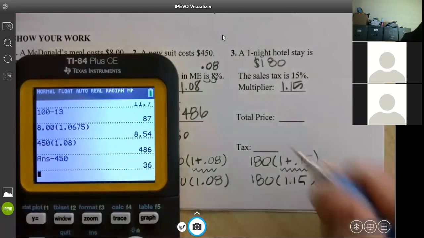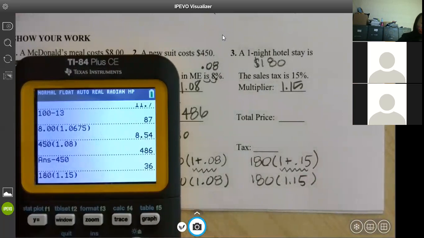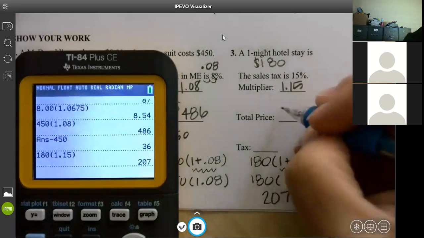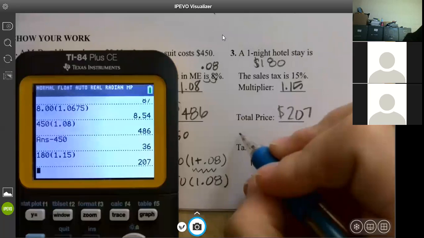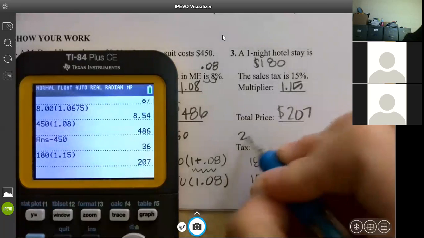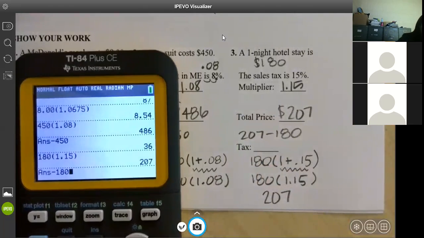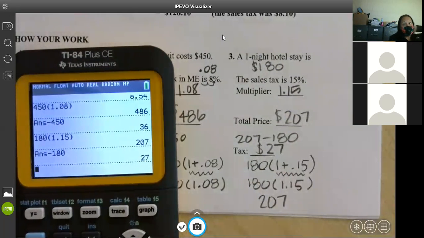Put it in your calculator. 180 times 1.15 gives me, so our total price is $207. How do I figure out my tax? And that gives us $27. That's it, yep. Any questions on this first page? Just remember that formula.